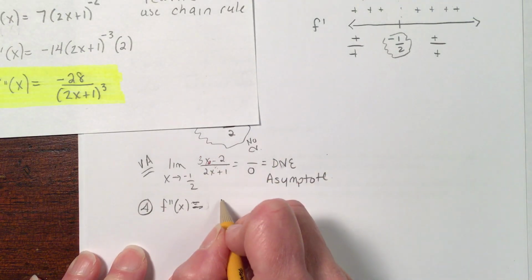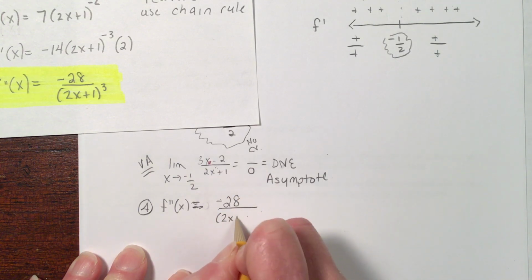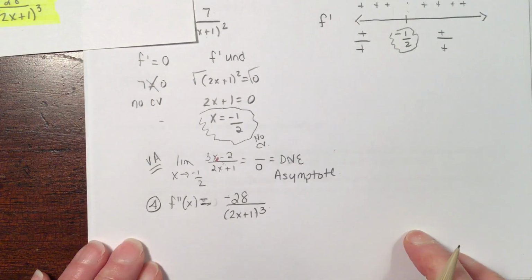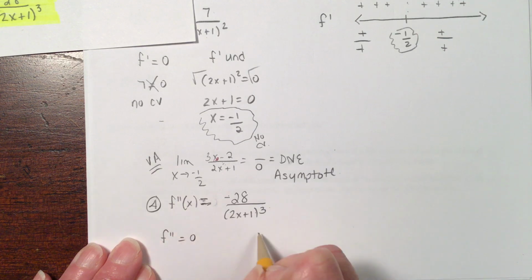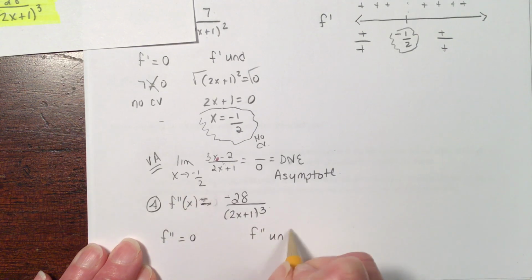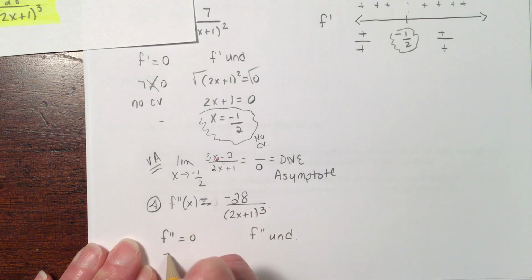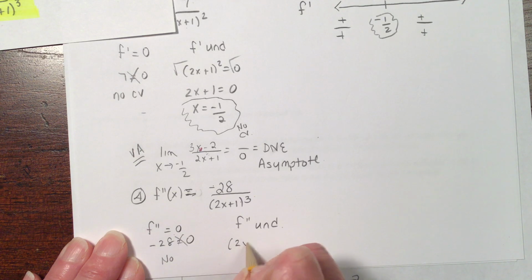So now that we know our second derivative, negative 28 over (2x plus 1) cubed, we have to go through the same steps. It's a rational function: f double prime equal to 0, f double prime undefined. Well, this function is equal to 0 when the numerator is equal to 0, and clearly that doesn't happen. This function is undefined.